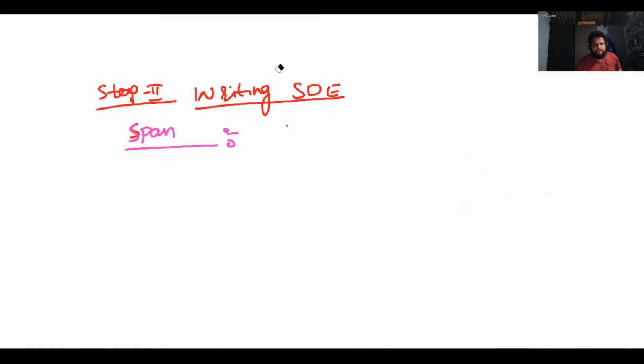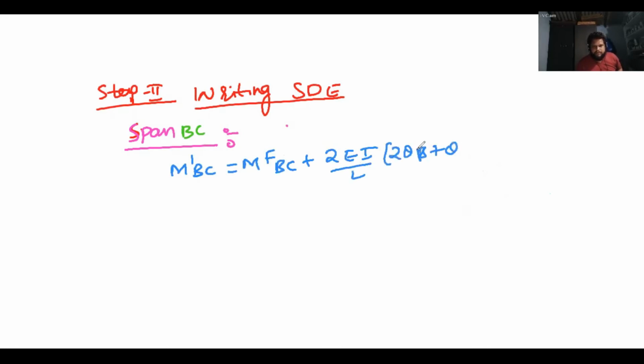So for span BC, what is the loading? So M dash BC equals MF BC plus 2EI by L into 2 theta B plus theta C minus 3 delta by L. Here we don't have any deflection, so it is 0.